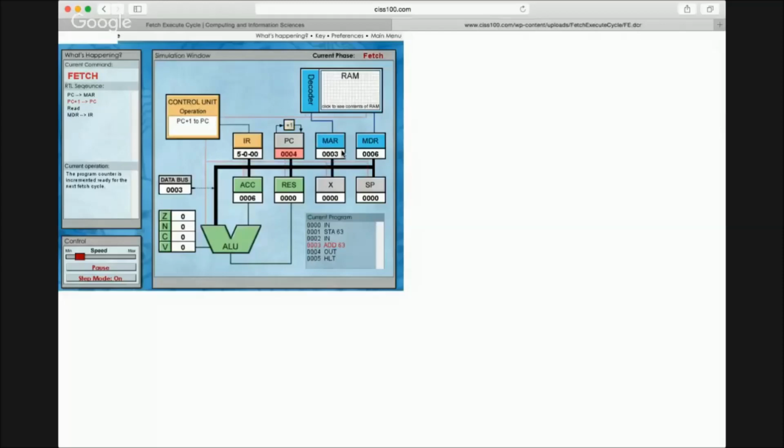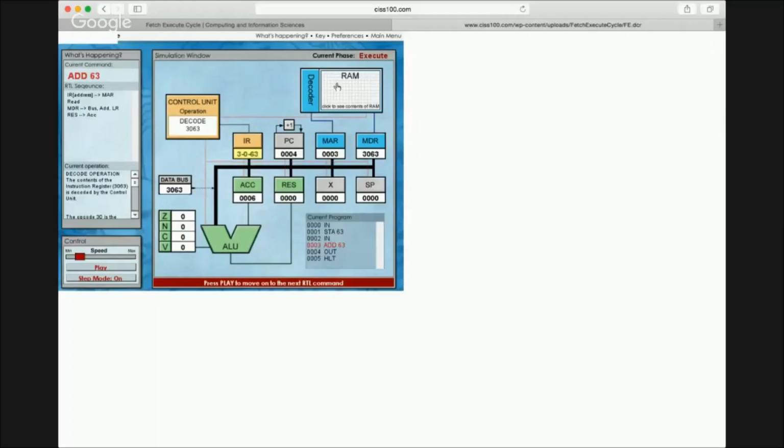Kind of lost my place there, which means the memory address register got 3. Program counter was incremented to 4. Goes up to location 3, brings it down. I think it's 3063. I've been doing this too much if I have this memorized, actually just from last class. 3063 gets transferred to the instruction register. My next clock cycle, I will decode 3063, which is add 63.